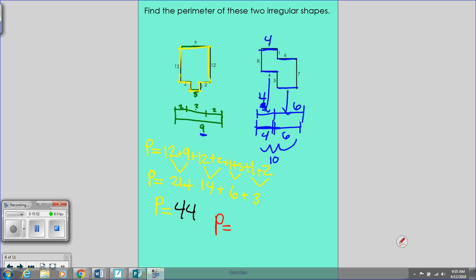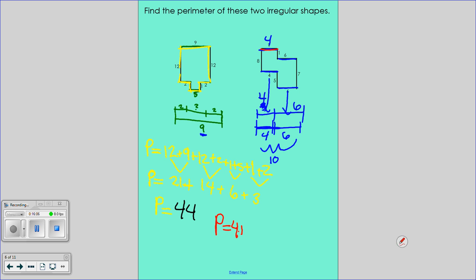Alright, let's go ahead and do our walk around the shape. Someone walk it for me. Go ahead, Gabriella, where do you want to start? The 4. The top one? Okay, we have 4 plus 8, plus 8, plus 4, plus 4, plus 5, plus 5, plus 6, plus 7, plus 6, plus 1.